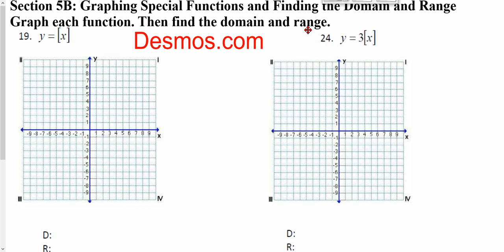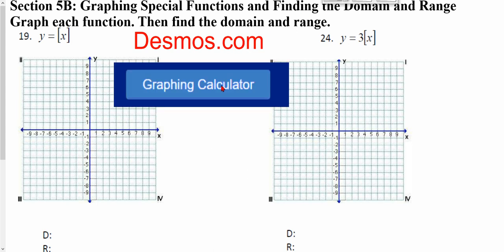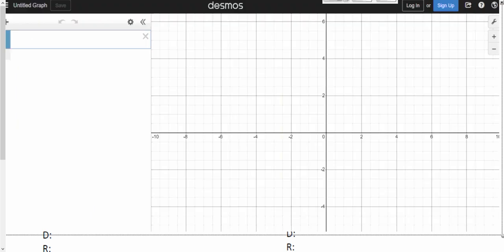so it starts here and goes up forever, so your range is y is greater than or equal to 0. So we're going to use Desmos. So go to desmos.com and then select the button that says graphing calculator. When you do that, you should see a button that says graphing calculator. Click on that. And you should get a screen that looks about like this. So now we're going to be typing our functions in this box up over here to the left. And then when we type that in, it'll be displayed over here.